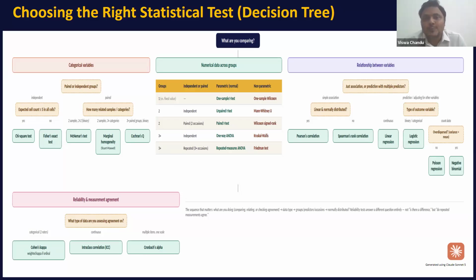And now there are 2 groups. Those 2 groups are independent. Parametric distribution, normal distribution, you are going for an unpaired t-test, the non-parametric alternative for which is Mann-Whitney U. And paired, you are going for a paired t-test. Wilcoxon signed rank test is your non-parametric alternative.